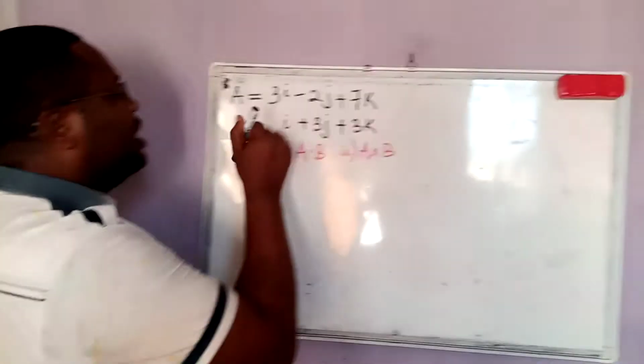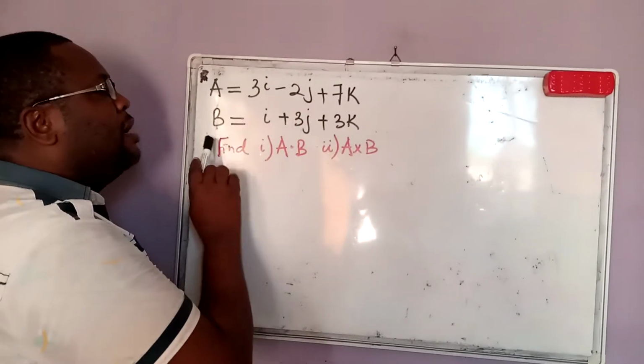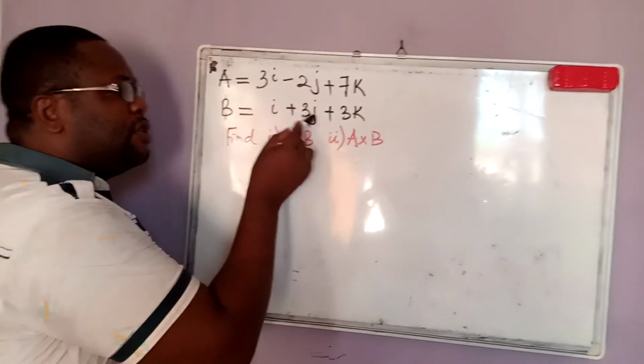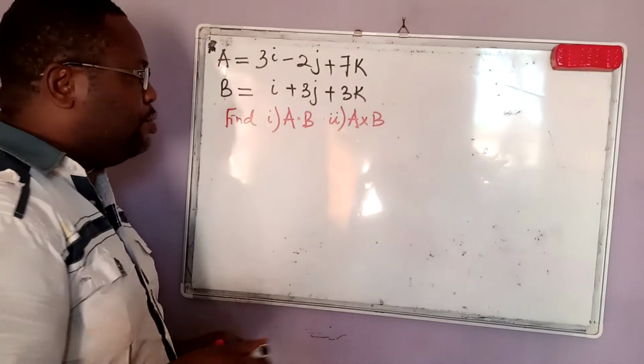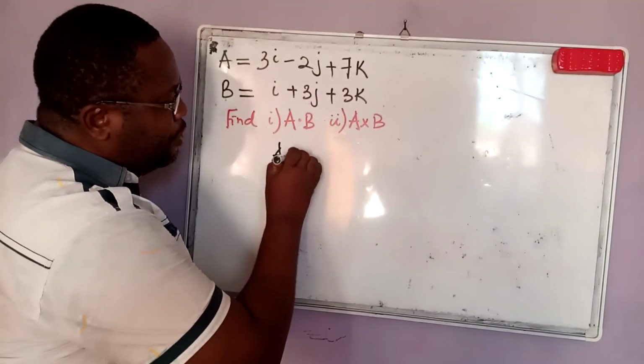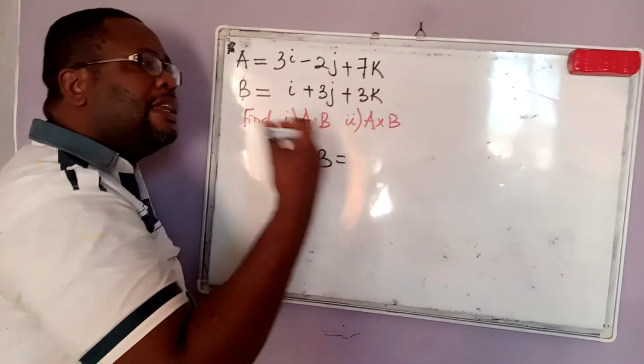So we have a problem here that says if A is equal to 3i minus 2j plus 7k and B is equal to i plus 3j plus 3k, find number one A dot B and number two A cross B. Now A dot B is very simple to do. You simply multiply corresponding coefficients and then add them up.